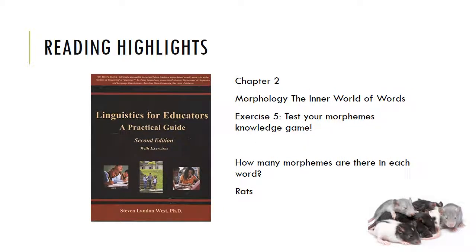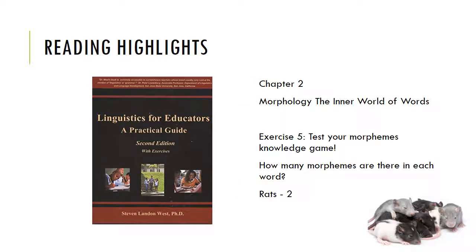So the first one is the word rats. How many morphemes are there in the word rats? If you guess 2, you're right. Because you've got rat, which is one morpheme, and then you've got that letter S, which is another morpheme, and so together we would count that as a 2 morpheme word.